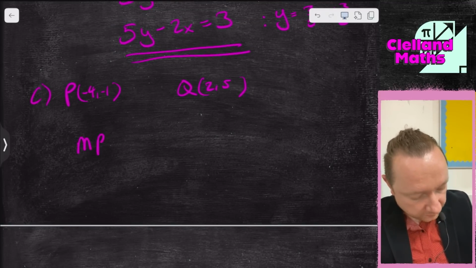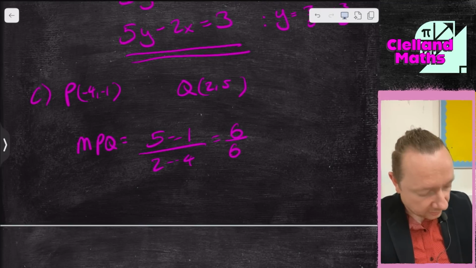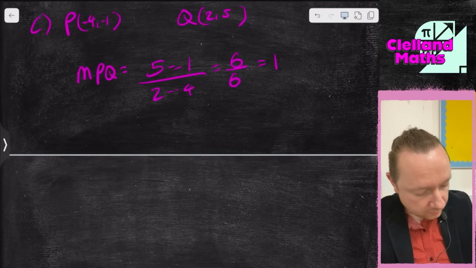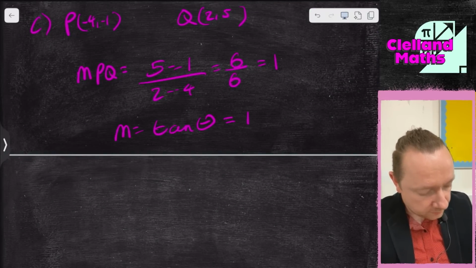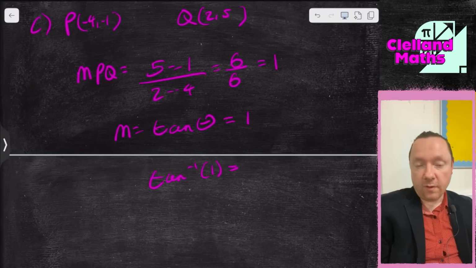So our gradient of PQ is equal to 5 minus -1 over 2 minus -4. That equals 6 over 6, which is 1. Gradient equals tan theta, so that equals 1. So I want the inverse tan of 1. Now that is actually an exact value, it's 45 degrees.